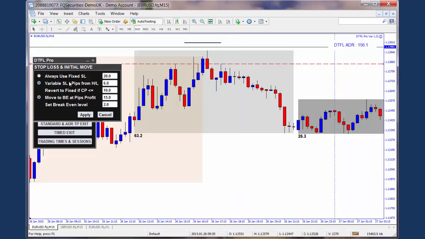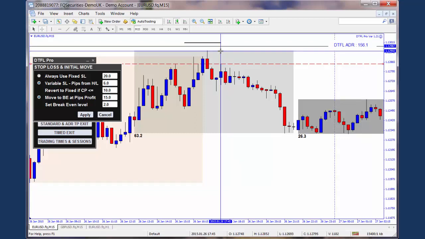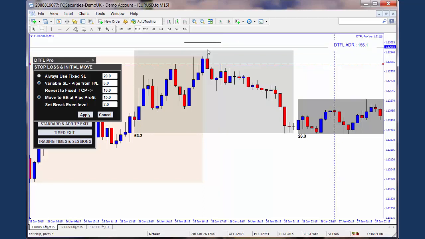However, by using the variable stop loss, the EA will look back to find the recent high, so go back all the way to the stop run and a further 4 candles, 1, 2, 3, so look back all the way to here for the recent high, which in this case is here, and then it will automatically place the stop loss 6 pips above, which is where that black line is. That's about 6 pips. So that's where the stop loss would be placed. So hopefully that's quite self-explanatory.